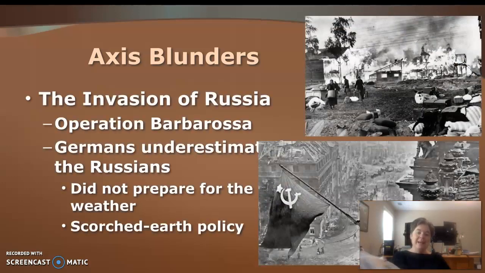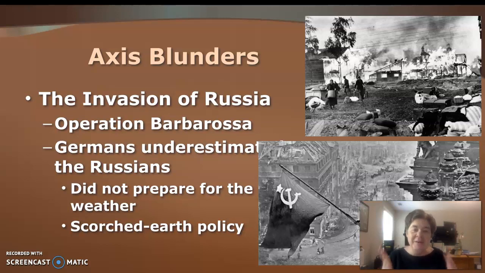Okay, the second big blunder that the Axis powers made, and that we're going to go through today, this is probably the last one we'll get through, is the invasion of Russia. Now, why Hitler did not learn from Napoleon's mistakes, I don't know. Napoleon was one of the best generals the world has ever seen. Hitler was not. He was not that brilliant. But yet he should have learned from Napoleon's mistakes. But he didn't. He invaded Russia.